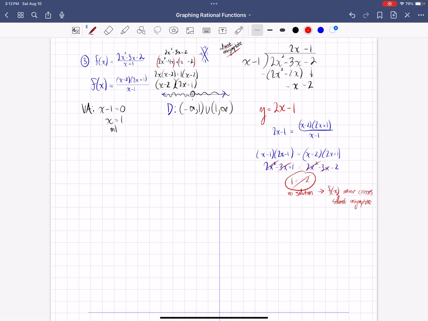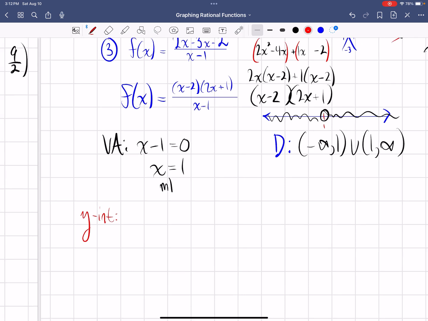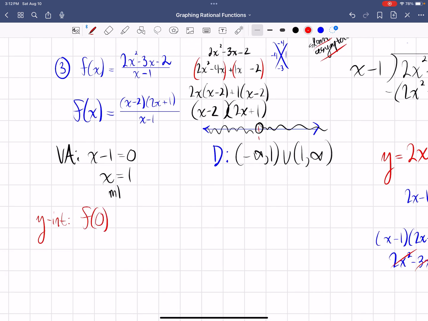Okay, just a couple more things for us to find, namely intercepts. To find the y-intercept, set x equal to 0. So we'll do f of 0 equals, excuse me, let's use the factored version, 0 minus 2 times 2 times 0 plus 1 over 0 minus 1. We get negative 2 times 1 over negative 1, so 2. So our y-intercept is 2, y equals 2.